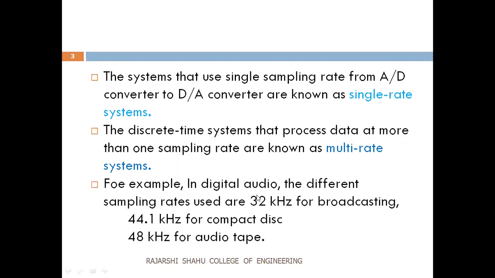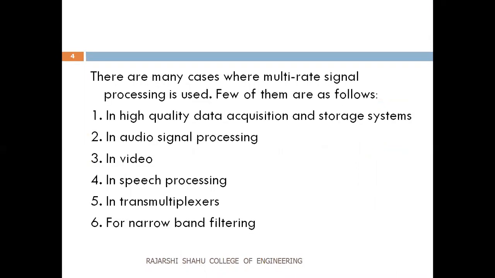In case of digital audio signals, different sampling rates are required as per the application. If we are trying to broadcast the audio signal, we need a 32 kilohertz sampling rate. If the application is storing the data on a compact disc, then we need a sampling rate of 44.1 kilohertz. And if it is for audio tape recording, then we need 48 kilohertz. So three different sampling rates are required for the same audio signal depending upon the application.